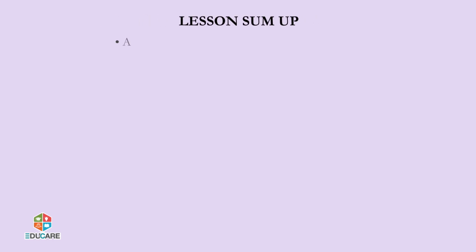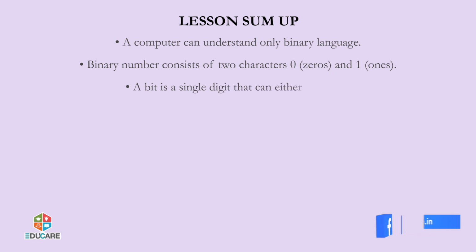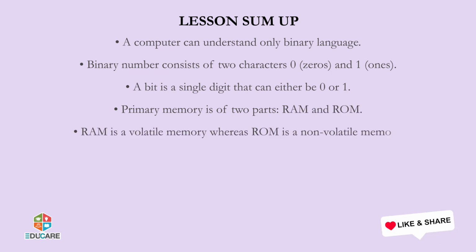Lesson sum up. A computer can understand only binary language. Binary number consists of two characters, zeros and ones. A bit is a single digit that can either be 0 or 1. Primary memory is of two parts, RAM and ROM. RAM is a volatile memory, whereas ROM is a non-volatile memory.